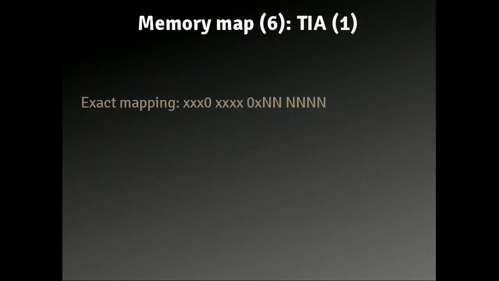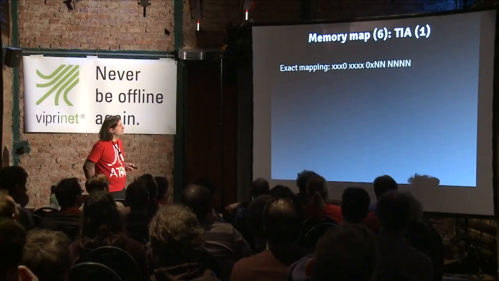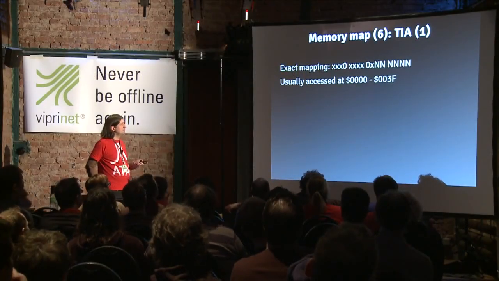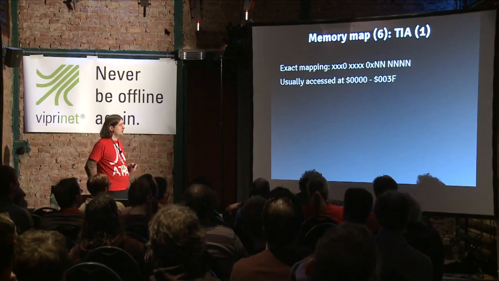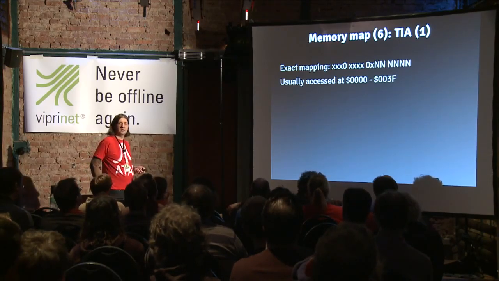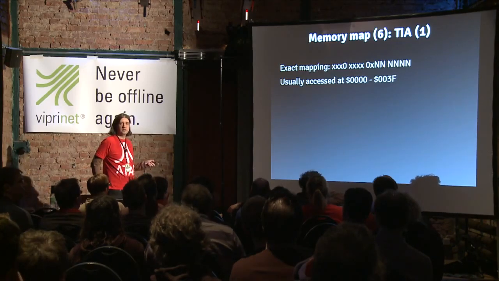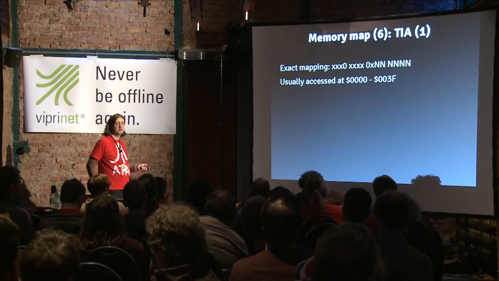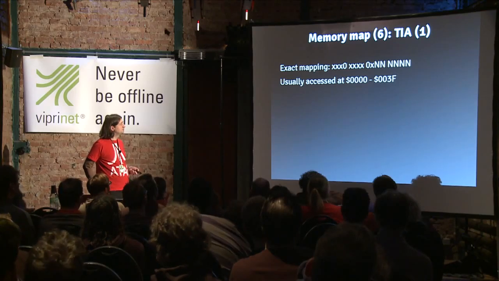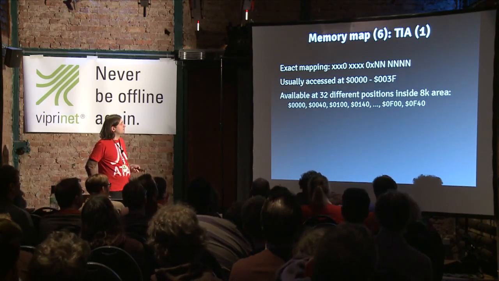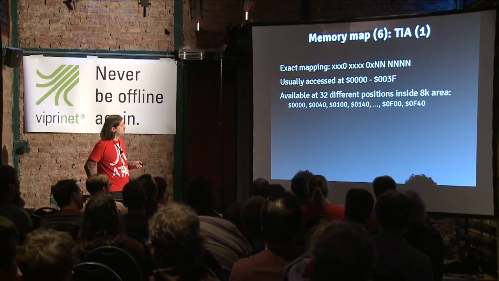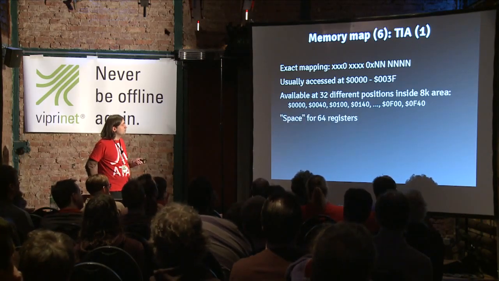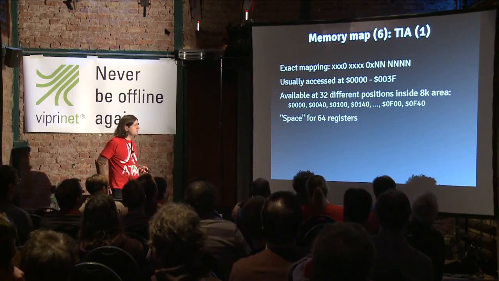So let's take a look at the TIA. This is the only chip that has been developed by Atari themselves. All the others were MOS Semiconductors chips, MOS which got bought during the design phase of the Atari by the Commodore company. So again, this is mirrored a lot of times. We've got space for 64 registers.